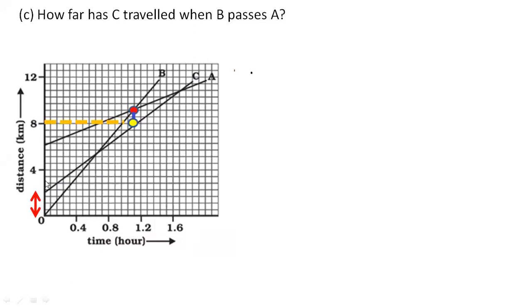Now how to find out that distance? This particular red distance. So we can easily calculate that. All you have to do is find out the length of each box. So how can we do that? 1, 2, 3, 4, 5, 6, 7. 7 boxes is equal to how many kilometers? 4 kilometers in this case. And 1 box is equal to how many kilometers?